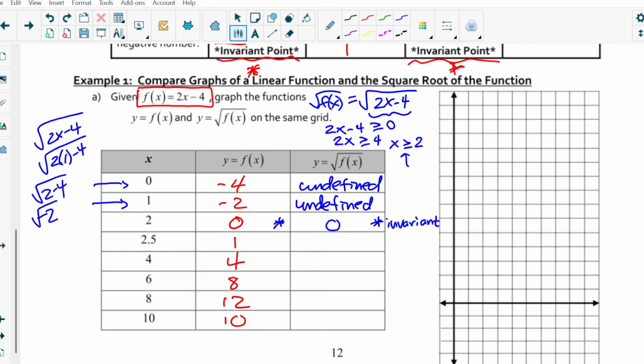2.5, I have 1. If I put in 2.5, so square root of 2 times 2.5 minus 4, and that is square root of 5 minus 4, and that is square root of 1, that's 1. This is my other invariant point.